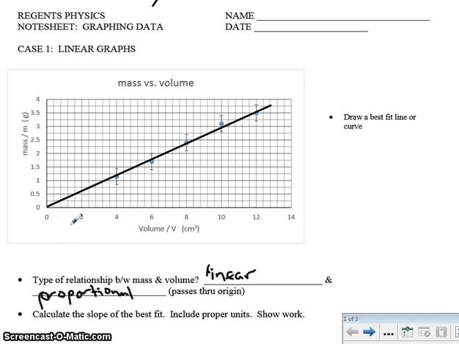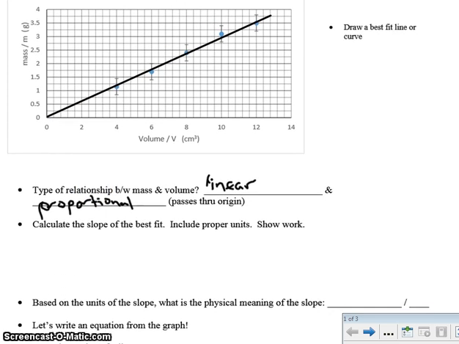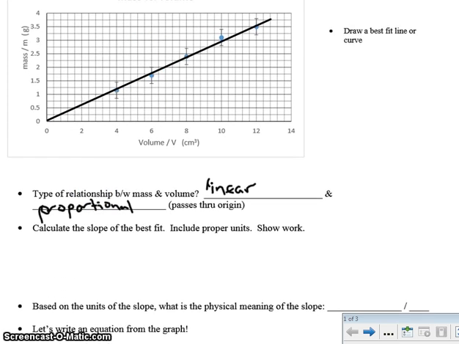Okay, so let's talk about doing something with the graph. Finding the slope. So let's scroll down. We want to calculate the slope of the best fit. And as mentioned in class, we don't want to choose 2 points that are data. We want to choose 2 points that are on our line. So I'm going to go over here to our graph and find 2 points that intersect a corner. So this looks like a point right there.